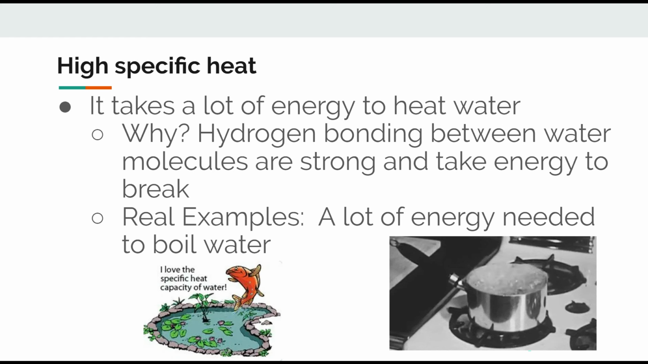So for example, if you think about places that are near large bodies of water, their temperature in those areas tends to be more level. Like in California near the ocean, because all of the energy from the sun is absorbed by the ocean, the temperature of the area is pretty level.